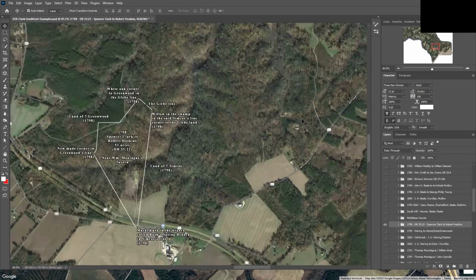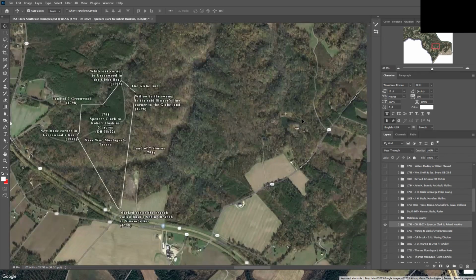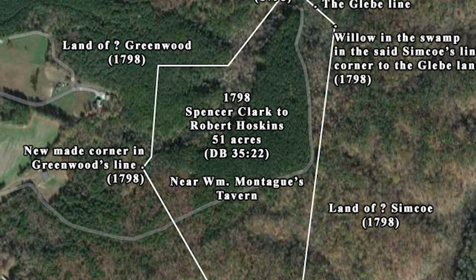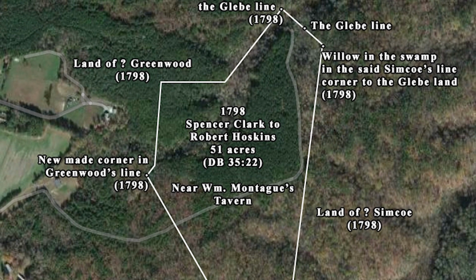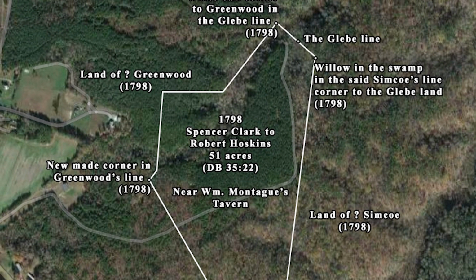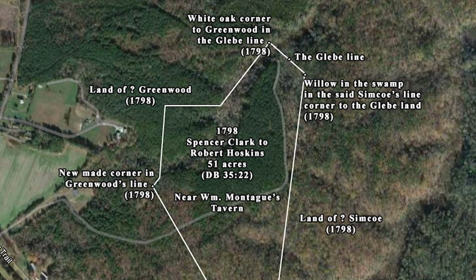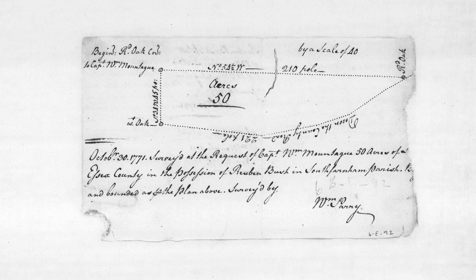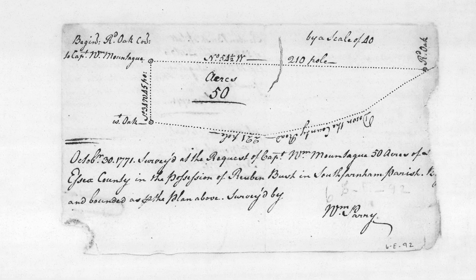I know that it was located in this general vicinity, but I'm not exactly sure where just yet. I need to figure out who the surrounding landowners were and the outlines of their properties, which stream was being referred to as Bush's Spring Branch, and which of the many swamps the deed was referring to. I found a potential clue in Chancery File Folder 1791-008, John Montague versus the Administrator of Reuben Bush. It has a plot showing the location of Reuben Bush's land adjacent to Captain William Montague in 1771.